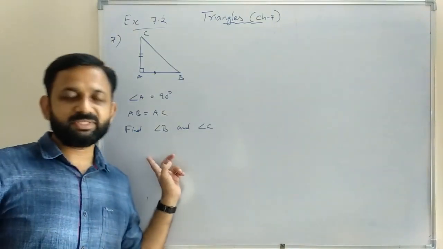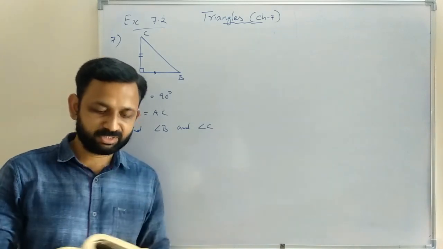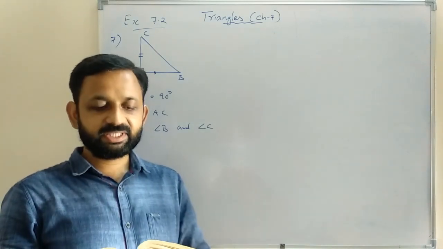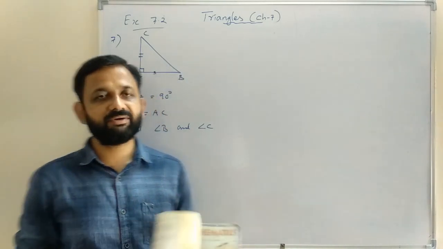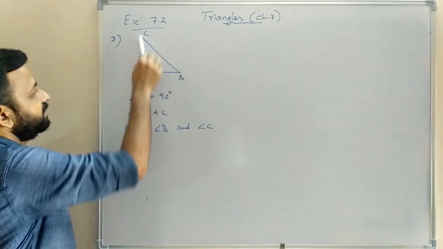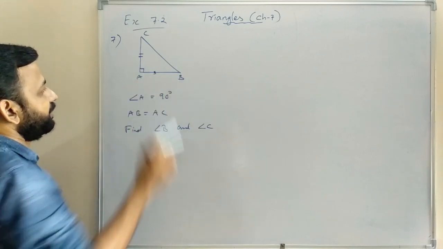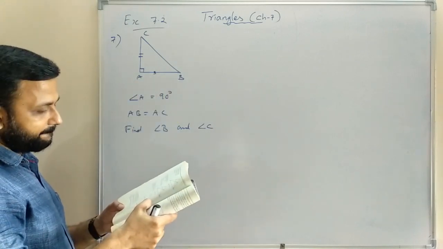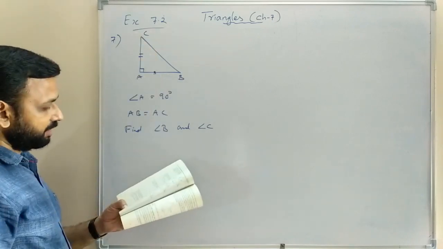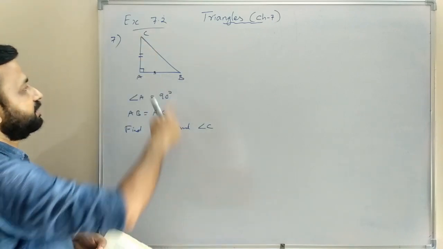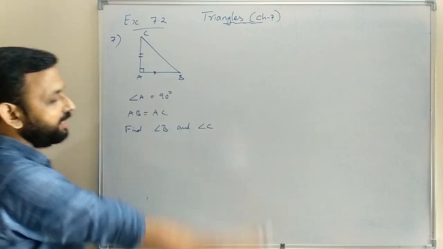We will do question number 7. ABC is a right angle triangle in which angle A equal to 90 degree. AB and AC are equal, AB equal to AC. Find angle B and angle C. So we need to find the angle B and angle C.